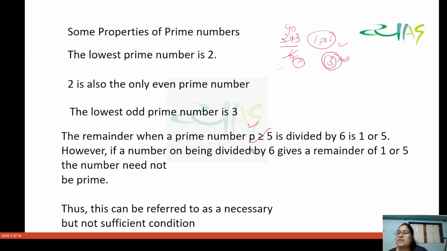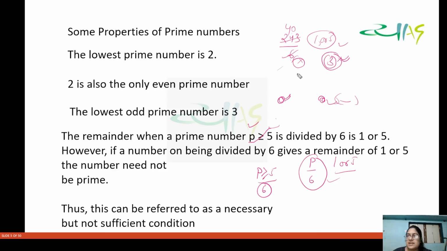So this is a good check whether a number is prime or not, because any prime number will satisfy this condition, but any number that satisfies this condition is not necessarily prime. I hope I am clear to everybody that if p is greater than 5 and it is a prime number divided by 6, if it gives the remainder 1 or 5, then it can be a prime number.